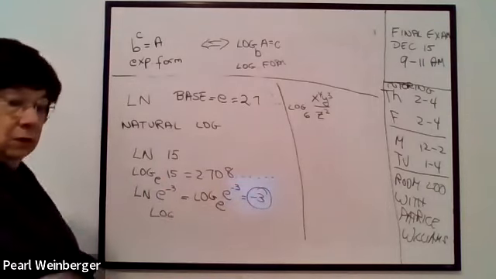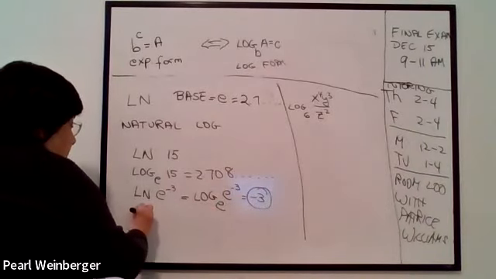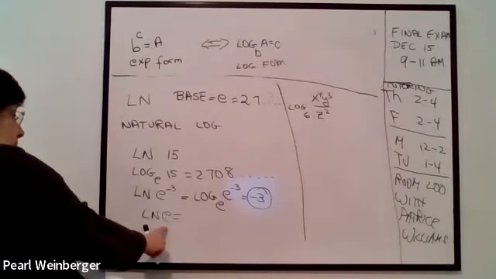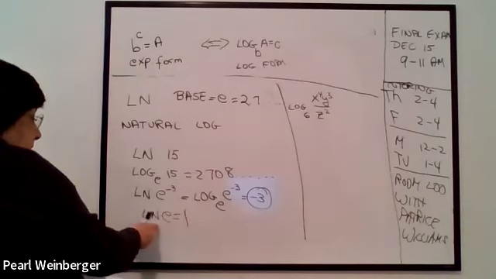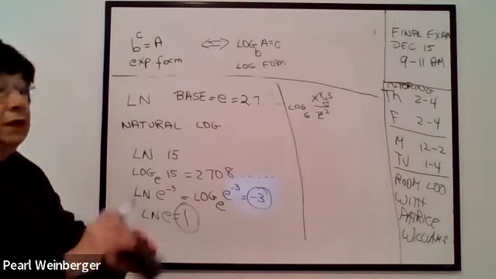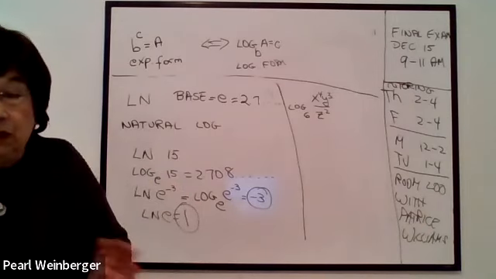And if I ask you, what is ln e? This is a very important thing to know. ln e means log base e of e. Obviously, the bases match, the exponent is just 1. So ln e and log 10 are very important numbers. They're just equal to 1.